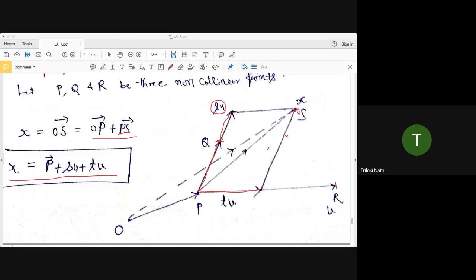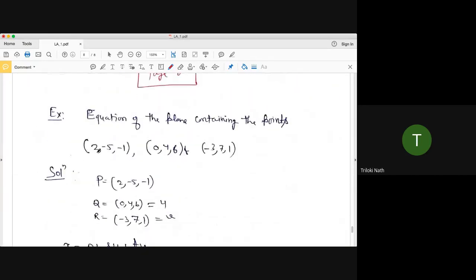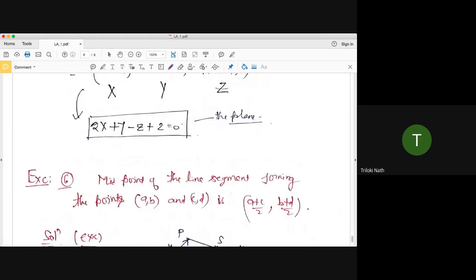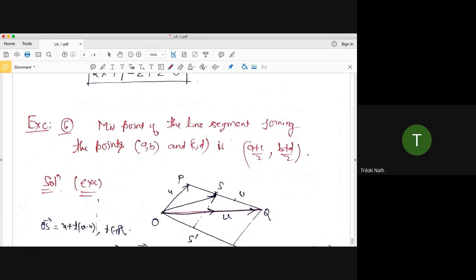Any question, please? So there is a problem here. It is an example: equation of the plane containing the points. You verify this is the equation of the plane. Okay, and this is the exercise in your book. You will find exercise 6.